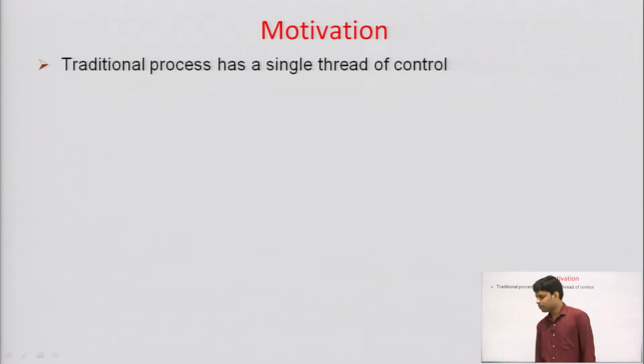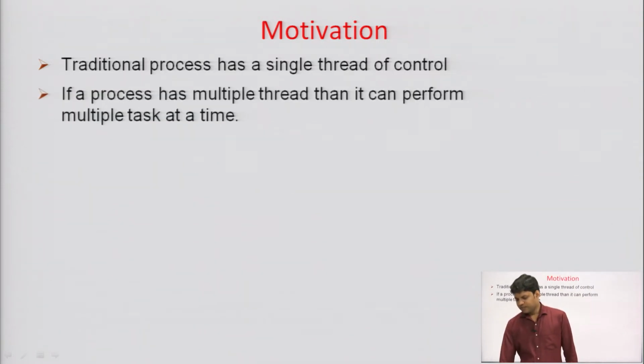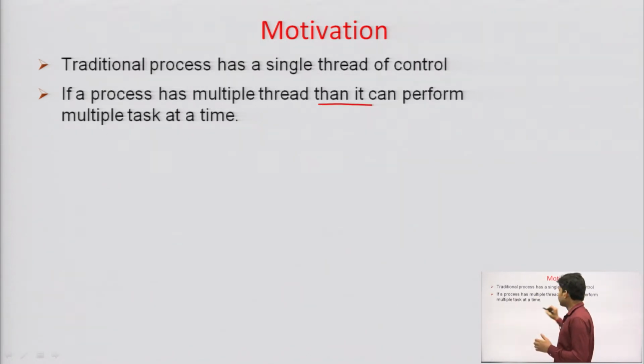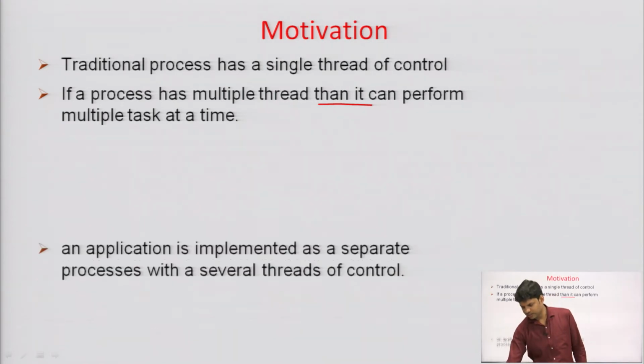So a traditional process has a single thread of control. If a process has multiple threads, then it can perform multiple tasks at a time. Even if you have broken the process into multiple threads, it can perform multiple tasks at the same time. We will see this when we look at the example.